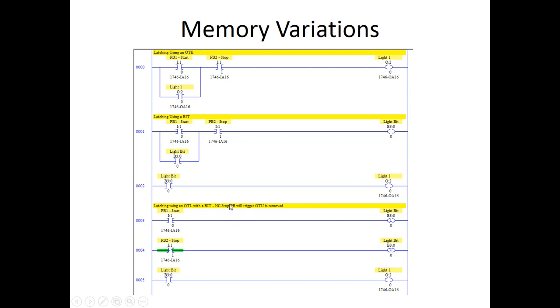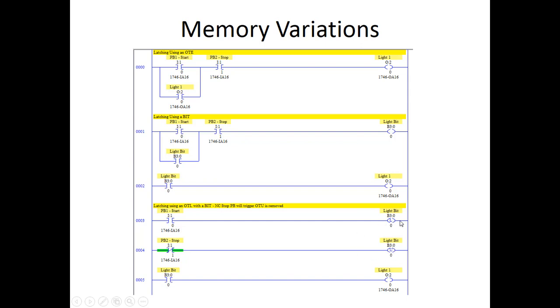And then the last one here shows the OTU and the unlatching and the latching situation. So the way this works is if I hit the start button momentarily, just push it and let up on it, bit 30 latches on. And it will stay latched on because it's a latching bit. It'll put a 1 in there, and it'll stay a 1 in there until I get the unlatch.